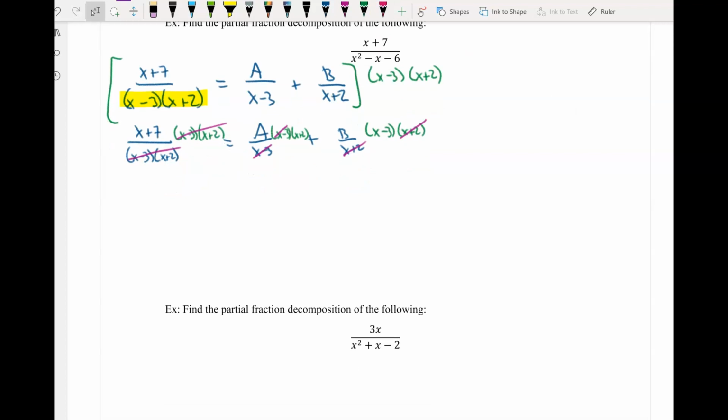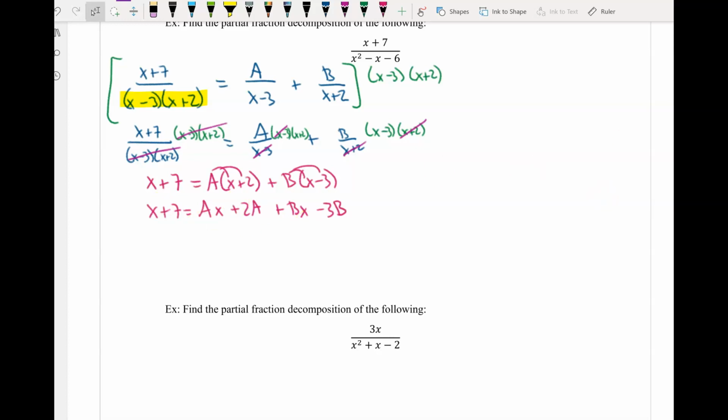So what I'm going to get is x plus 7 is by itself over here. You only have an a here times an x plus 2. And then on the other side, you're going to get plus b, and you're going to have an x minus 3. Okay? All right, and now let's go ahead and FOIL this out. So you get x plus 7 equals ax plus 2a plus bx minus 3b. Okay.